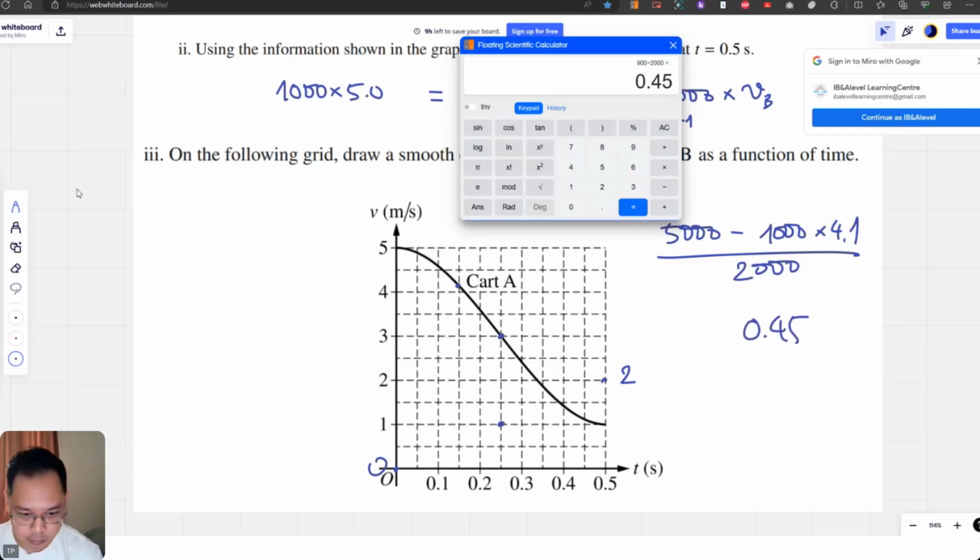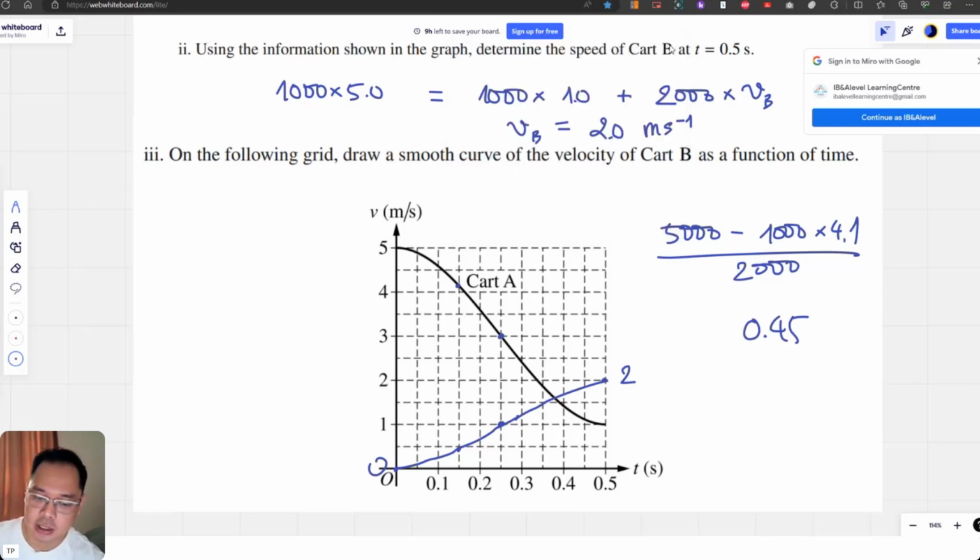0.45, which is close to 0.5 here. So the curve goes up like this, and then I don't know if it starts curving down a little bit like this. So the point to answer this question correctly is calculating a few other velocities at different times, using a similar equation like this.